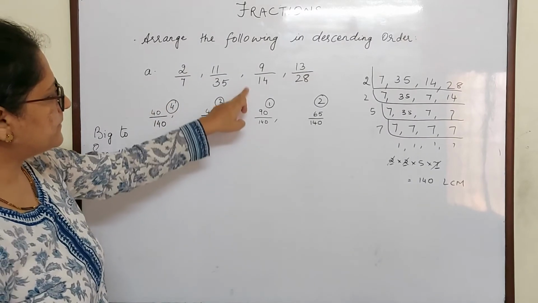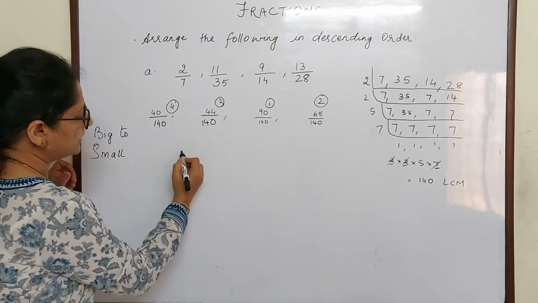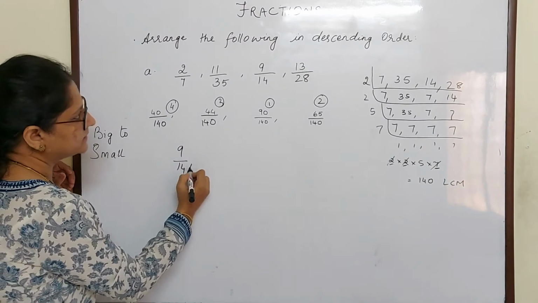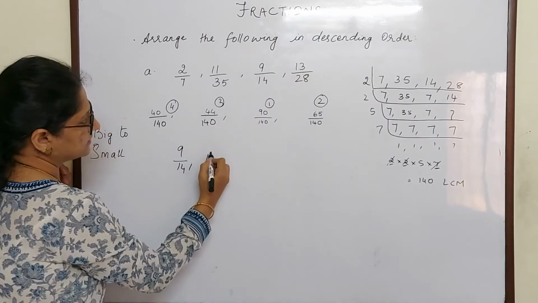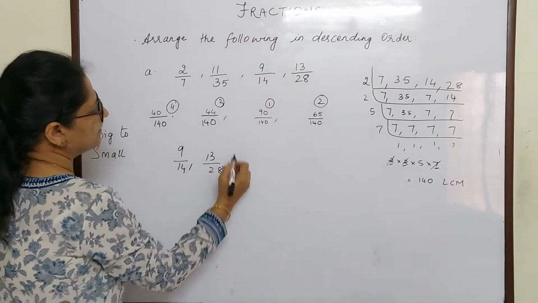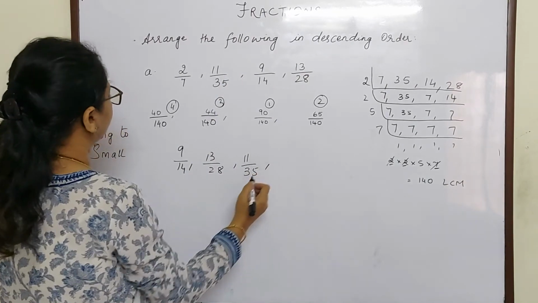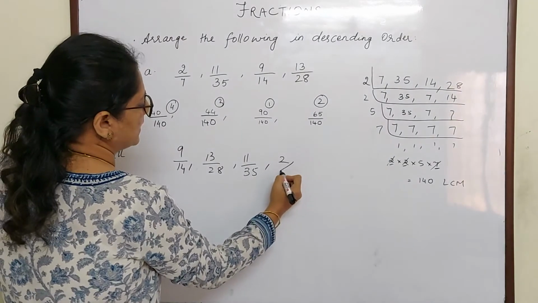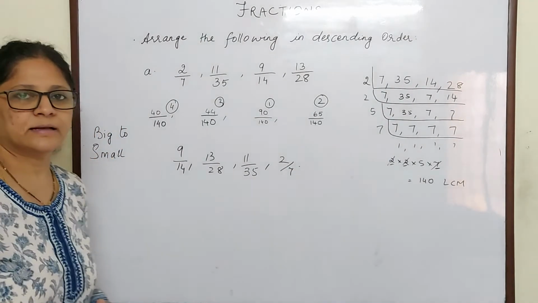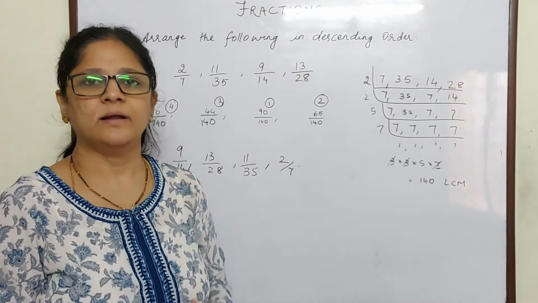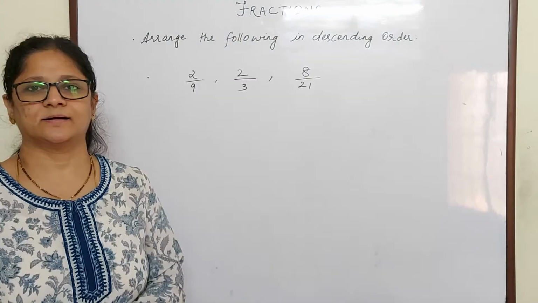So what is 90 by 140 in the original number? 9 by 14. 65 by 140 is 13 by 28. 44 by 140 is 11 by 35. And 40 by 140 is 2 by 7. So these are the numbers in descending order. Let us move to the next sum.